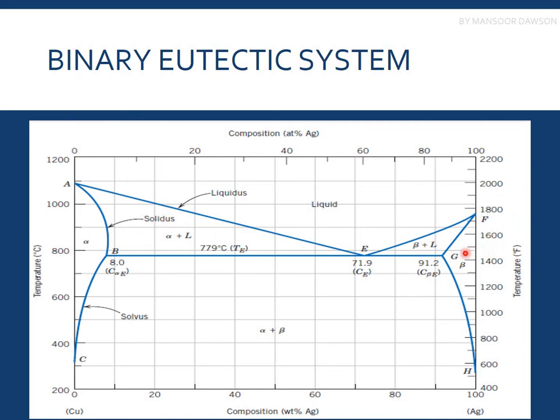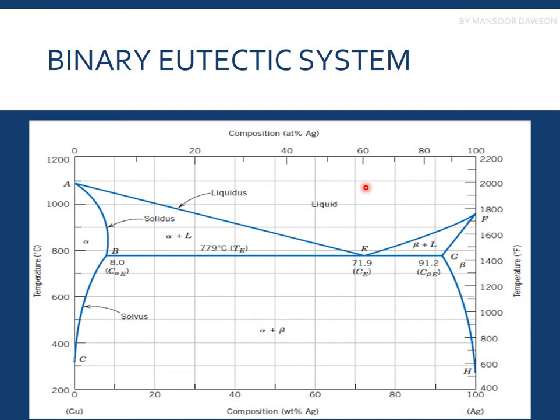And if we cool from around 80% silver, from around 1200 degrees centigrade, we get the beta phase and the liquid, because we have beta over here and liquid over here. So this state is again a metastable state of solid and liquid. Now if we cool from 71.9% silver, we get alpha plus beta directly.